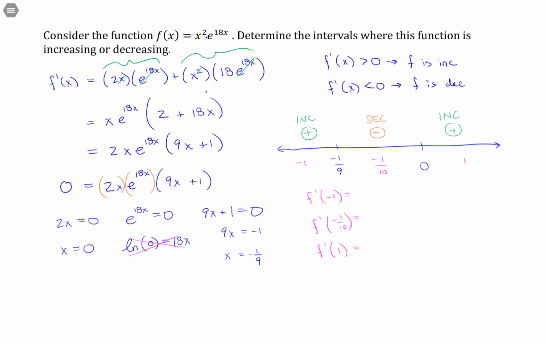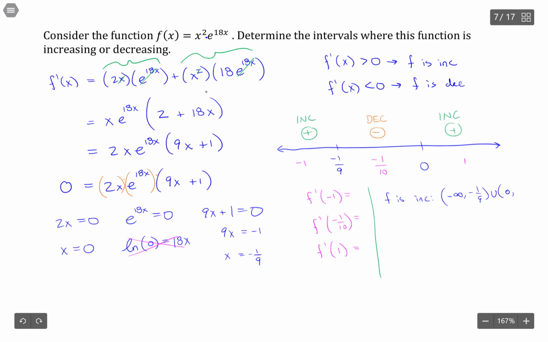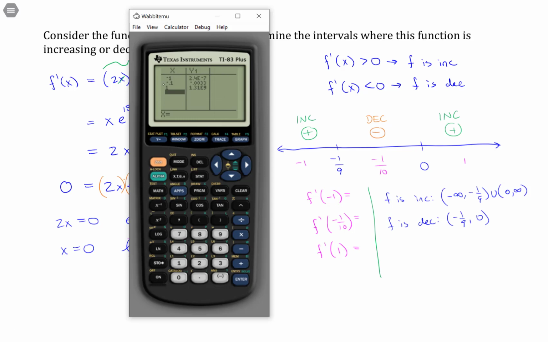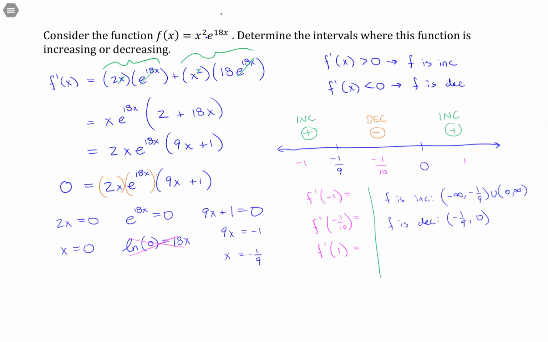So to give the intervals where this function is increasing or decreasing, I'll say f is increasing on the intervals from -infinity to -1/9, and then again from 0 to +infinity. And f is decreasing on the interval from -1/9 over to 0. And that takes care of where this function's increasing and decreasing.